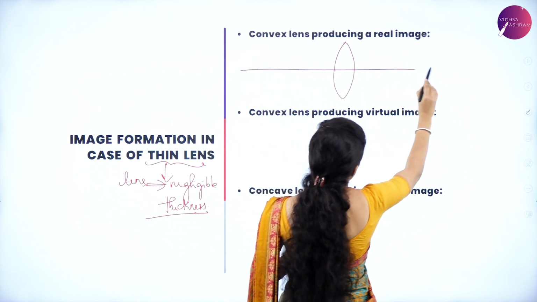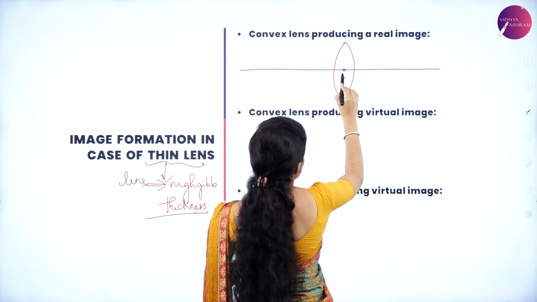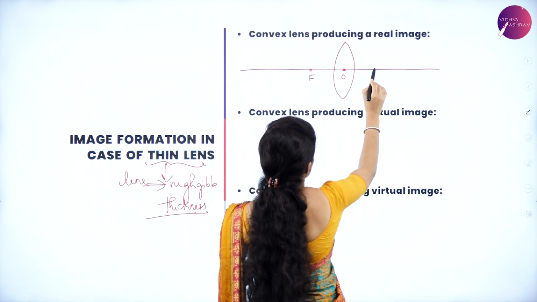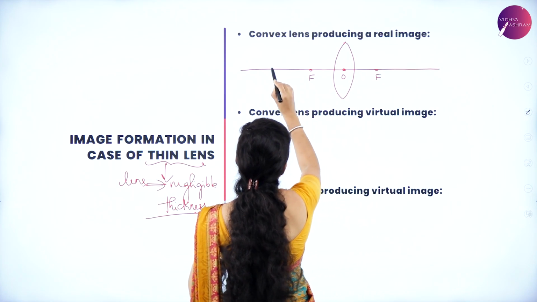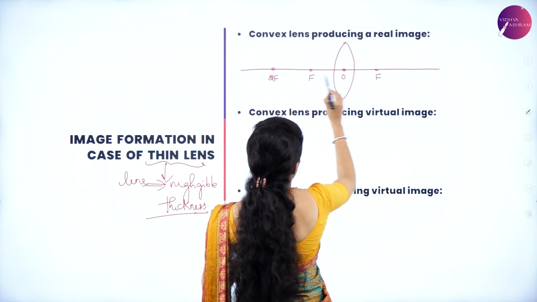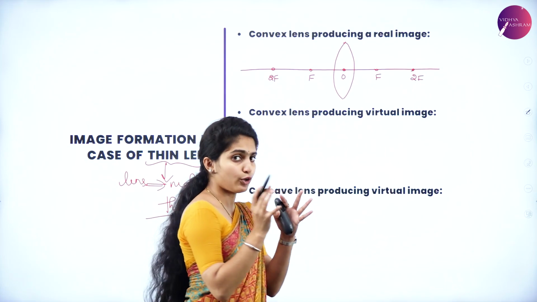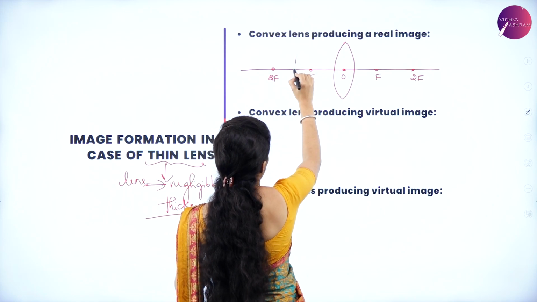So this is the principal axis. This is the optic center O. There is a point, call it F. This is also F, and this is 2F, and this is also 2F. Somewhere between 2F and F your object is placed, that is beyond F.